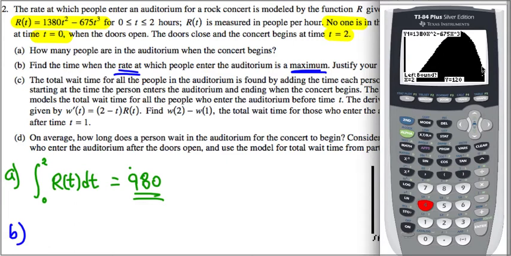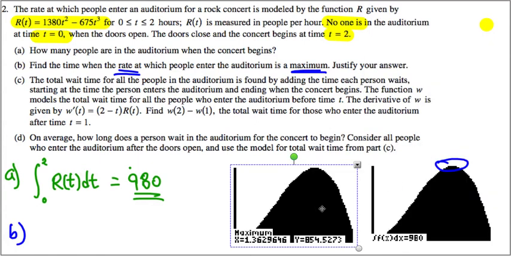Left bound, in the middle, I'm just going to call it 1. 1 should be to the left of the highest point. Right bound, I'm just going to call it 2. Obviously, it has to be between 1 and 2, as you can see. Guess, yes. So this is the second part. When t equals 1.3629, it was the maximum.